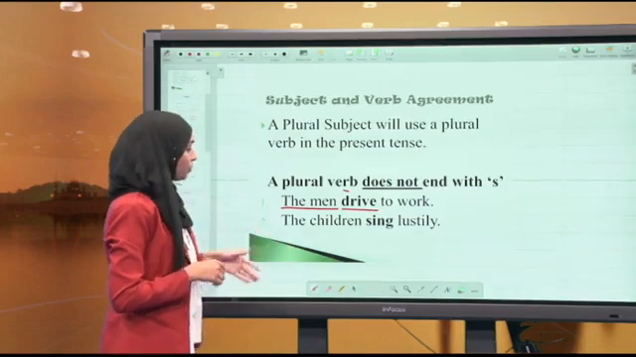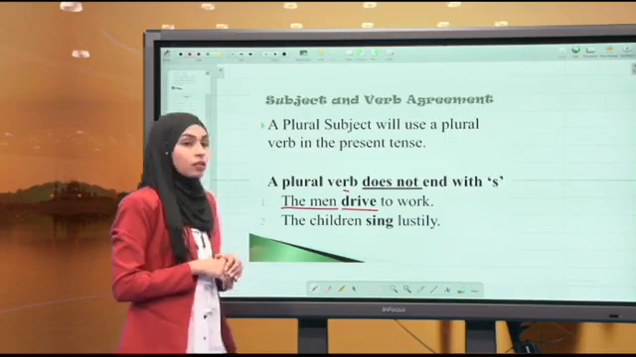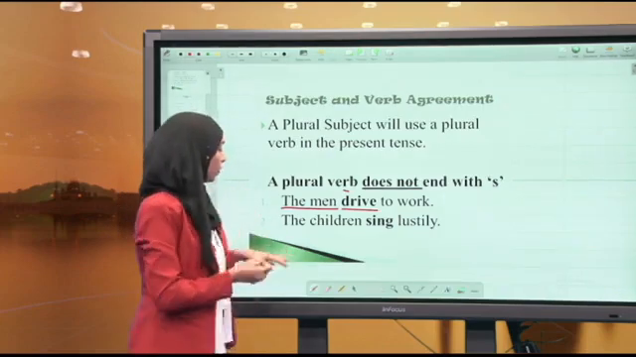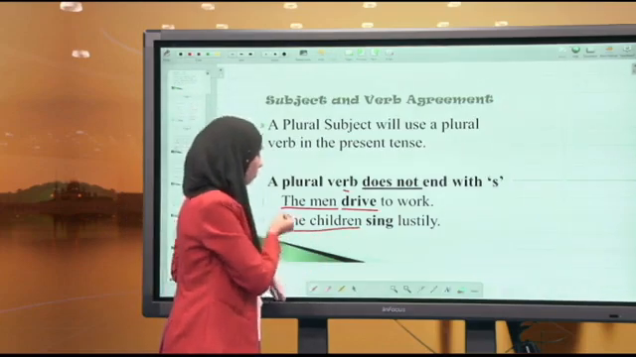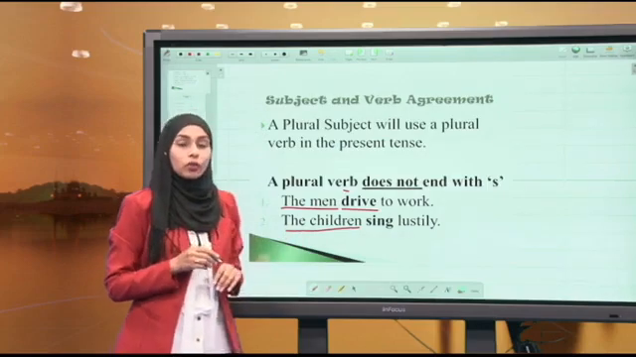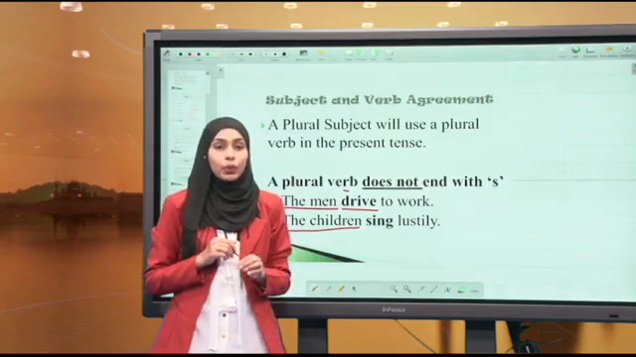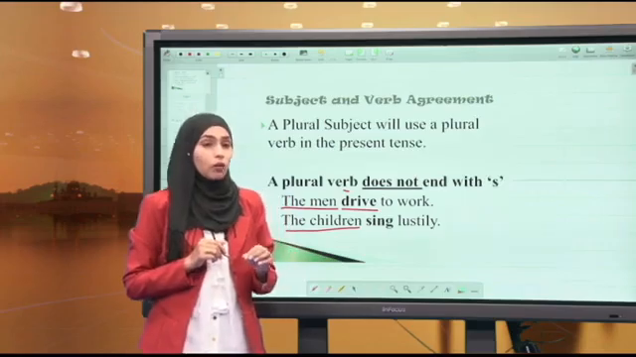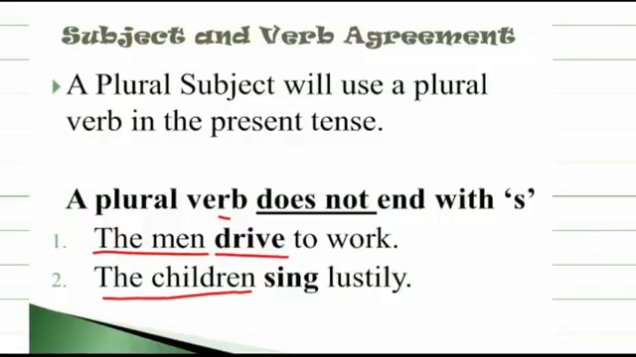So number 2, the children sing lustily. Here we have the children, more than one. Child will be singular there. Children is the plural of the noun child. So the children sing. We need a plural verb, so we have sing without an S, sing lustily. The children sing lustily. Notice how your plural subject goes with your plural verb.